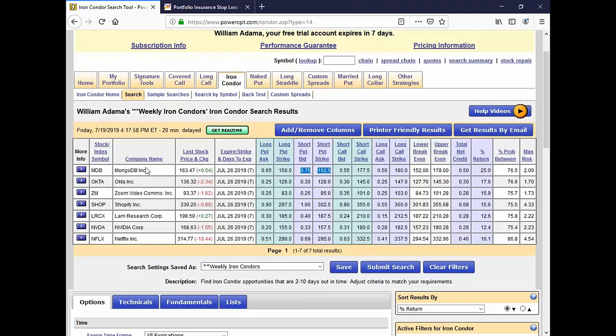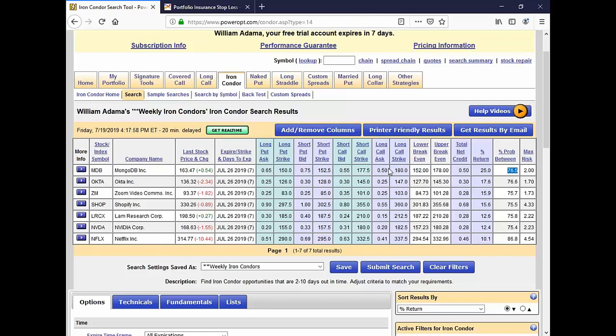at expiration. So here on MongoDB, which I've never even researched before, the stock is at 163. Short option bid at 75, but it's the 152.5 strike. It's now about 10 points out of the money. Let's call it 11. With the 177.5 short call, it's about 14 points out of the money, above the stock price. So we have a 76.5% probability the stock would stay between the strike prices.